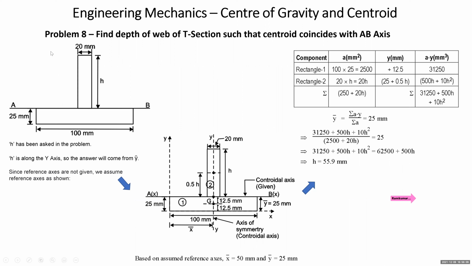Now, the last problem of the centroid chapter, now we are taking it up. In this problem, he has given the centroidal axis and he is asking you to find one of the dimensions in the diagram. What is he asking? He is asking you to find one of the dimensions in the diagram. Just read the question: find the depth of the web of the T section such that the centroid coincides with axis AB.